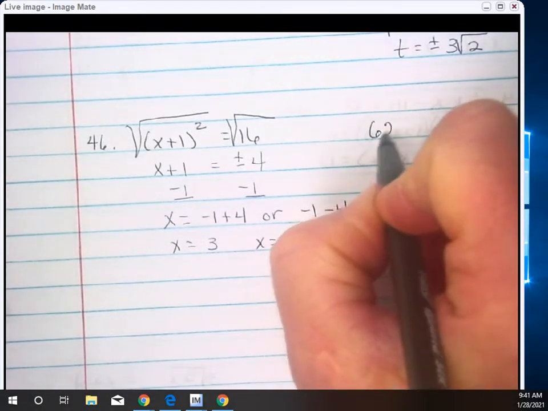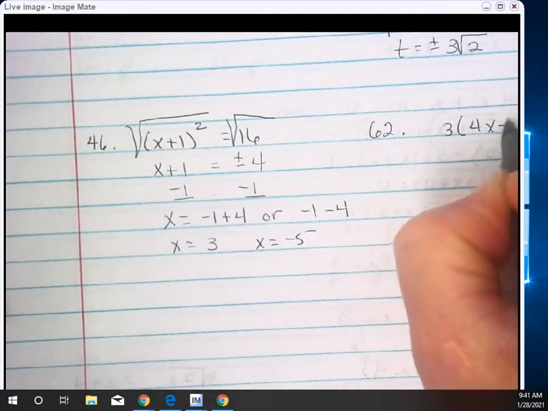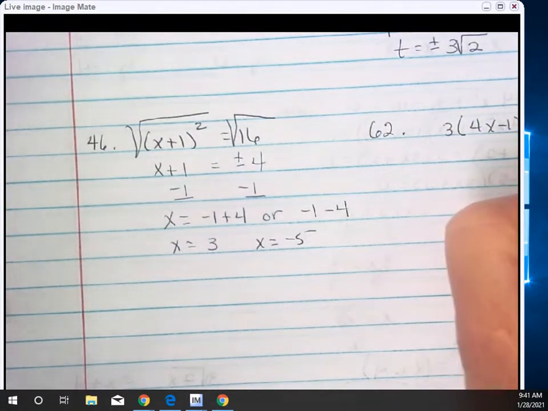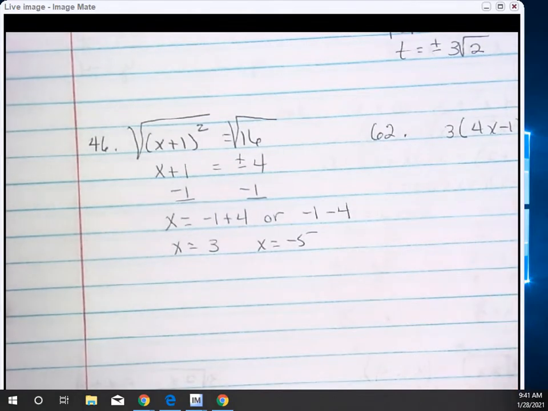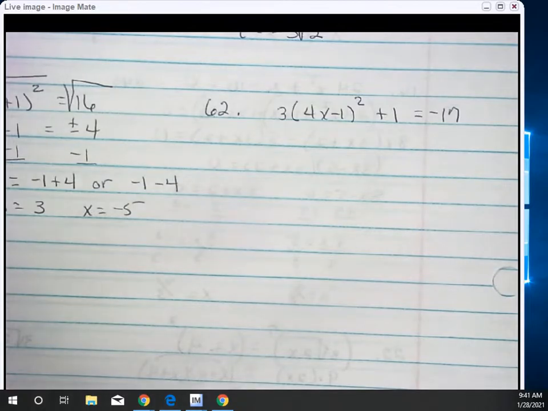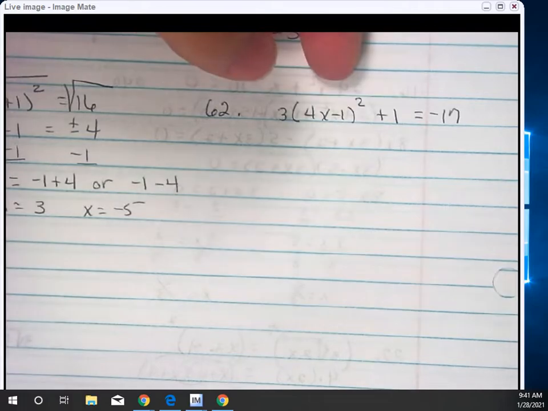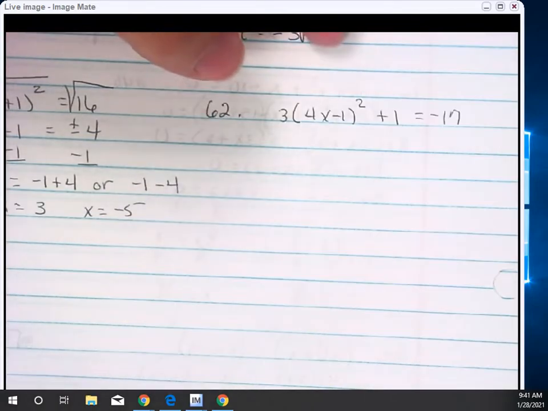Okay, so moving on, again, we're going to get a little more in depth. So let's look at 62. We have 3 times the quantity 4x minus 1 squared, plus 1 equals negative 17. So remember, when we have this radical problem, we want to get the x on a side by itself before you start doing anything else. So the first thing we need to do, our x is here inside this quantity squared business.